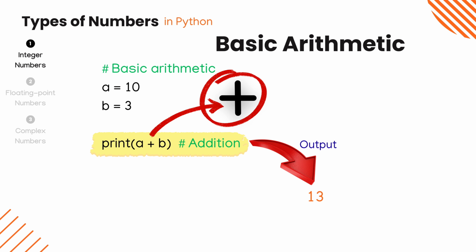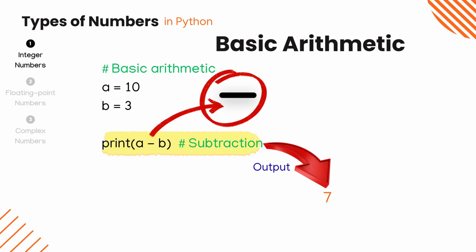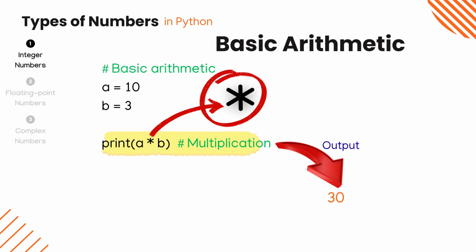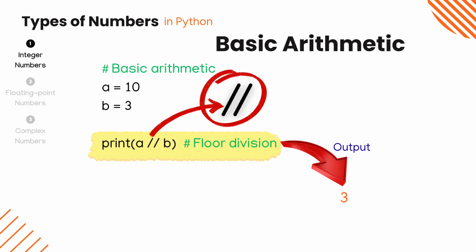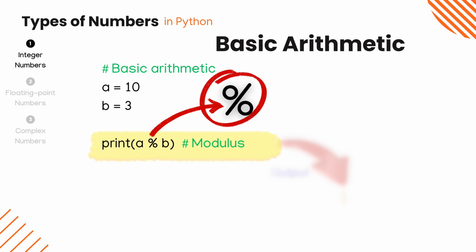Let's look at some of the basic arithmetic operations. We can do addition, subtraction, multiplication, and division. Division of two integers in Python gives you a float result. Python converts it automatically. But if you insist on using integer division, use double slash. That's floor division. Percent gives the remainder.